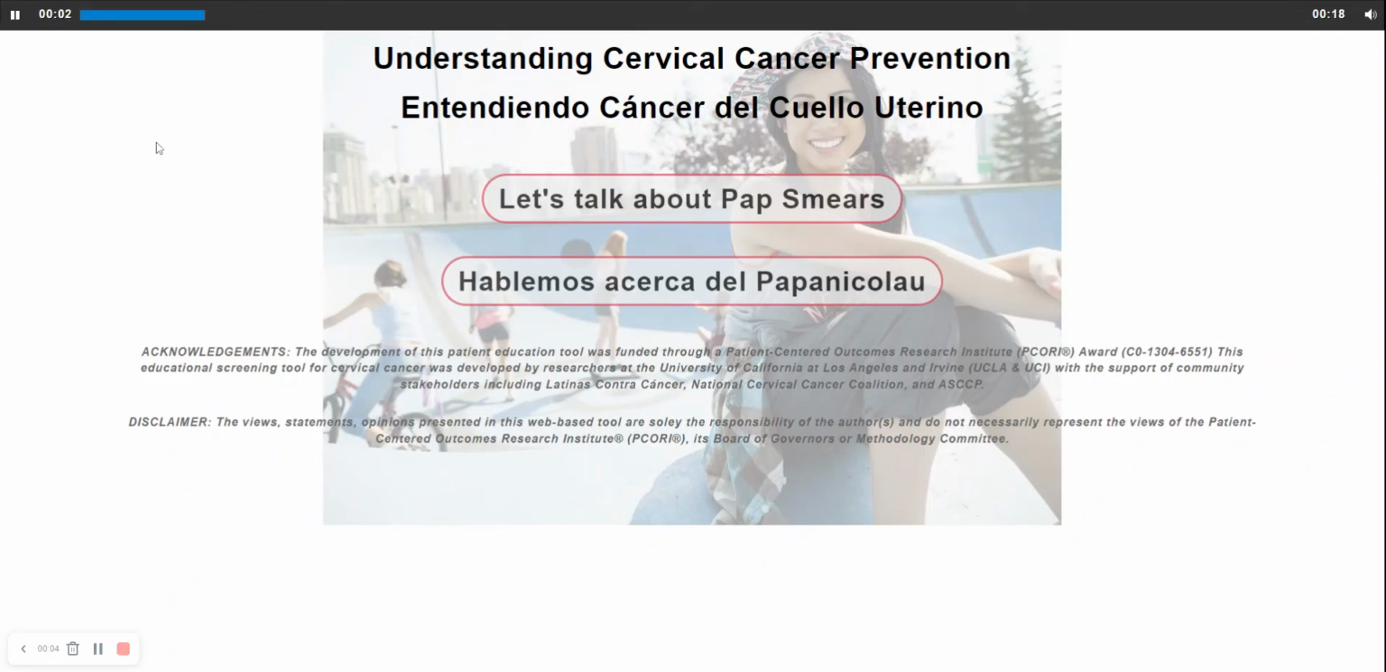Understanding Cervical Cancer Screening, a UCSF educational screening tool. You have the option of choosing the English module, Let's Talk About Pap Smears, or the Spanish module, Hablemos acerca del Papa Nicolau. Confidential.